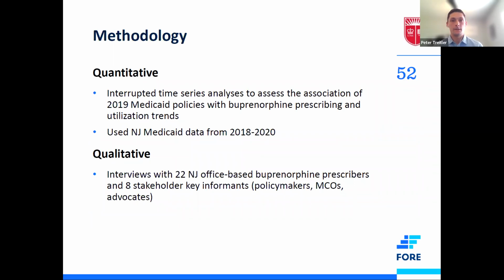And so just a bit of an overview of the methodology for the work we're talking about today. For the quantitative side of things, we used interrupted time series analyses to look at the association of the Medicaid policies with prescribing and utilization trends. And then on the qualitative side, we did interviews with 22 New Jersey office-based providers and also 8 stakeholder key informants, which included policymakers, managed care organizations, and advocates. Next slide.